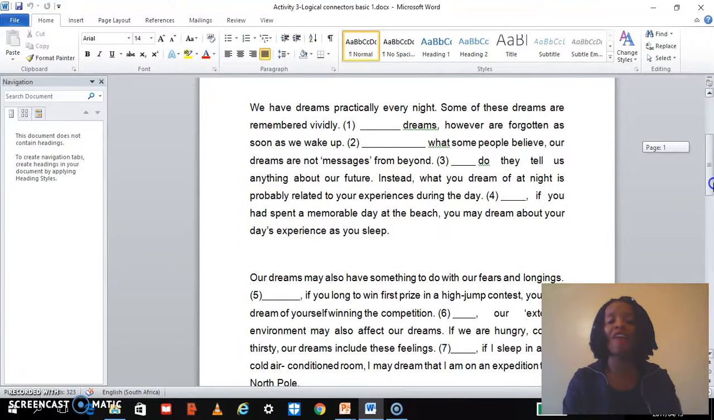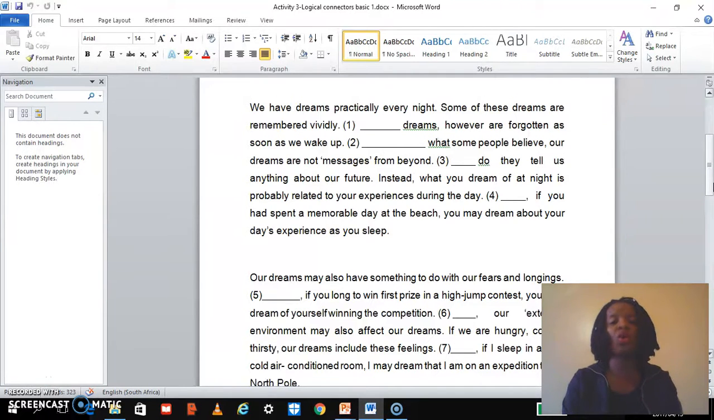It says we have dreams practically every night. Some of these dreams are remembered vividly. Logical connector one, which directs you to: dreams, however, are forgotten as soon as we wake up. Logical connector number two: contrary to what some people believe, our dreams are not messages from beyond. Logical connector number three: neither do they tell us anything about our future. Instead, what you dream is probably related to your experience during the day.